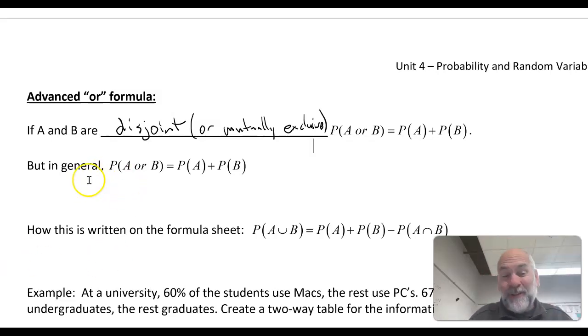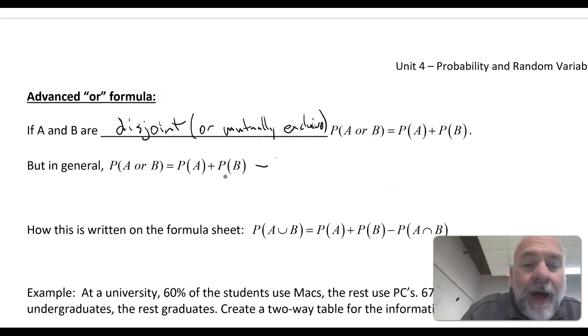But in general, if you don't know they're disjoint, then the probability of A or B is the probability of A plus the probability of B. But when I do that, I counted the people who are both A and B twice. So I'm going to subtract them off once. Probability of A and B.